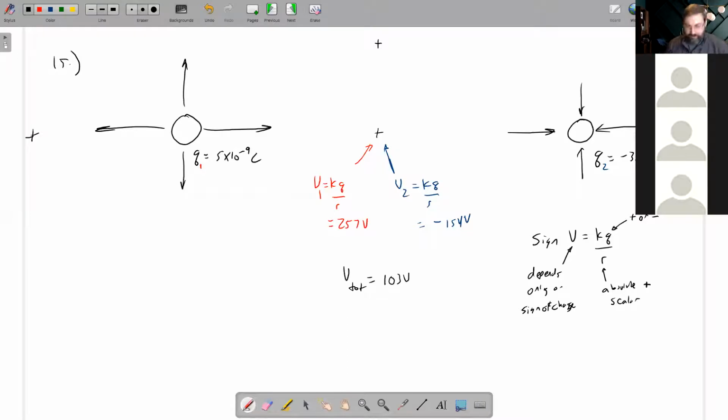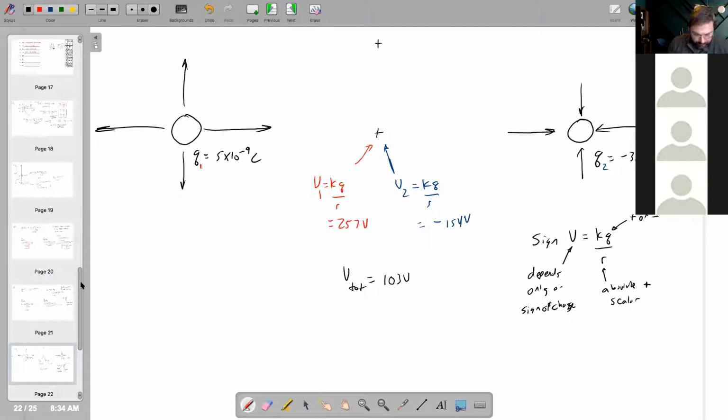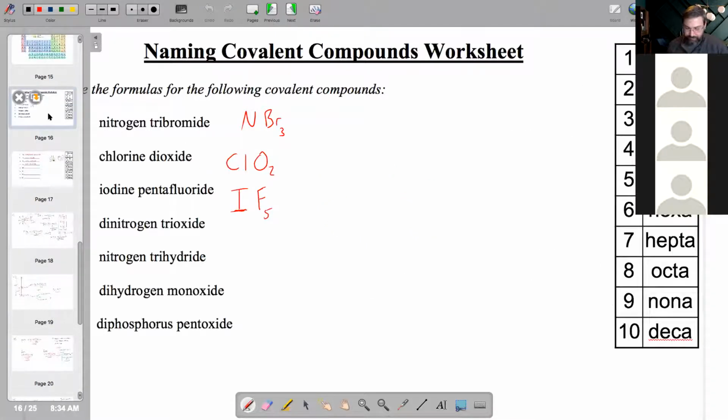All right. Let me get to the screen that had the covalent compound practice that we did. Let's see, that was on Wednesday. So in the practice for naming and writing formulas for covalent compounds, this was the three that we did as examples, and there were some others that I left for you to do. I'll just do those real quick.